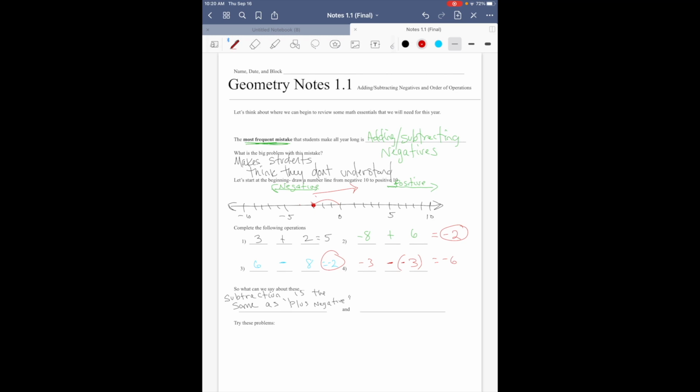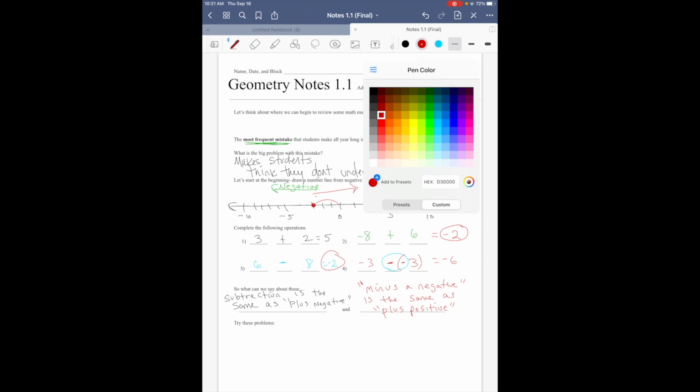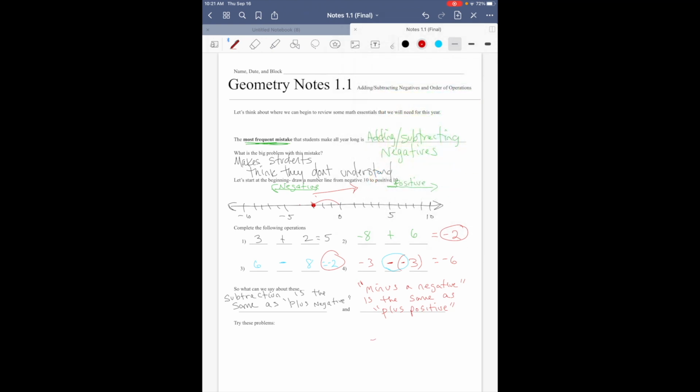So at that point, and this is very important, minus a negative, anytime we have this minus negative here, double negative, is the same as plus positive. So I just rewrite the problem. Anytime I see this like -3 minus -3, I would just change that to -3 plus 3, which puts us right at 0.